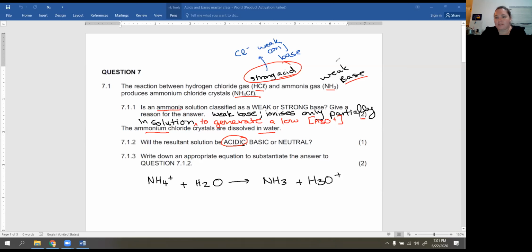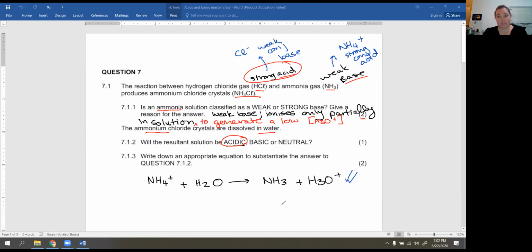The weak base means that the NH4+ is a strong conjugate acid. So I'm going to react my NH4+ as an acid. It will donate an H and a plus, leaving us with NH3. The H and the plus joins with the water to give us H3O+, and that for 2 marks is the solution.